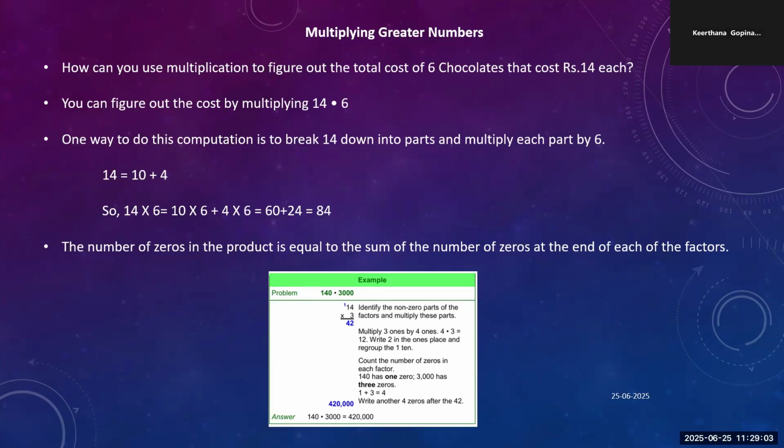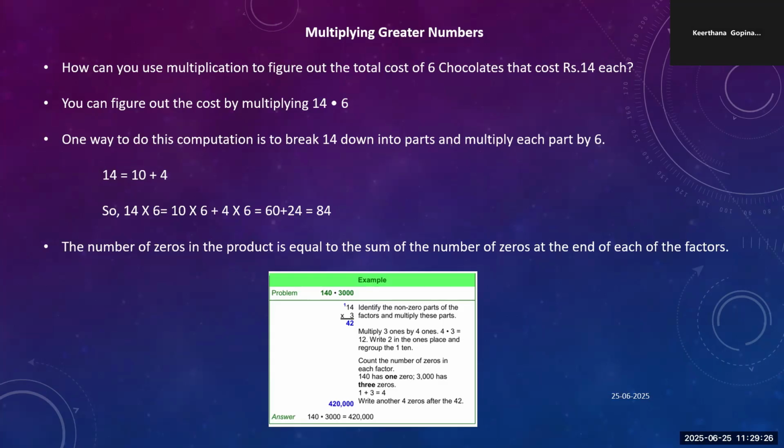Now in this problem, 140 into 3000, how many zeros are there? 4 zeros, correct? And all are at the last, at the unit side. After the zeros, there is no other number. This rule you must remember: after the zeros, there should be no number. The zeros should be the last digits.